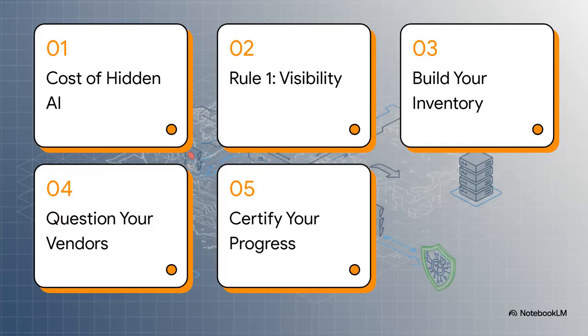Okay, so our roadmap for this module is very straightforward. First, we're going to dig into the high cost of that hidden AI. Then, we'll establish the #1 rule of governance: visibility. After that, we'll get really practical and actually build your AI inventory step by step. Then we'll talk about how to start questioning your vendors. And finally, we'll wrap up by certifying your progress for week 1.